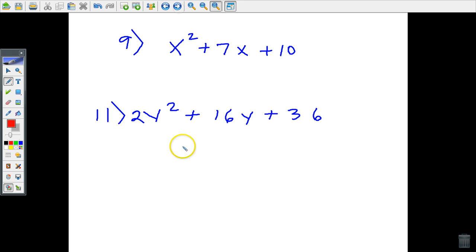Okay, number 9, I'm going to look for a GCF as just a standard practice, but there isn't one. Okay, well now I'm going to focus on the last number, 10.